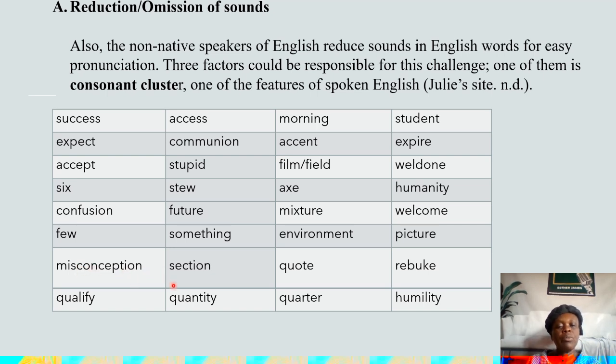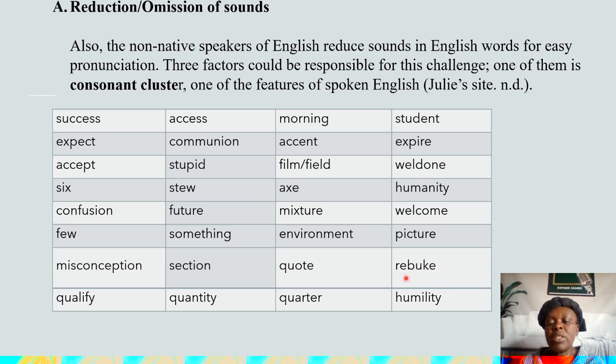Misconception. Next one is section, not session. Section, section. The next one is quote. Most of the times when you see a Q letter, it has two sounds. It's not just the K sound. It's quote, not coat. This word is pronounced quotes and not coats. Say, please, can you quote for me? Not can you coat for me?